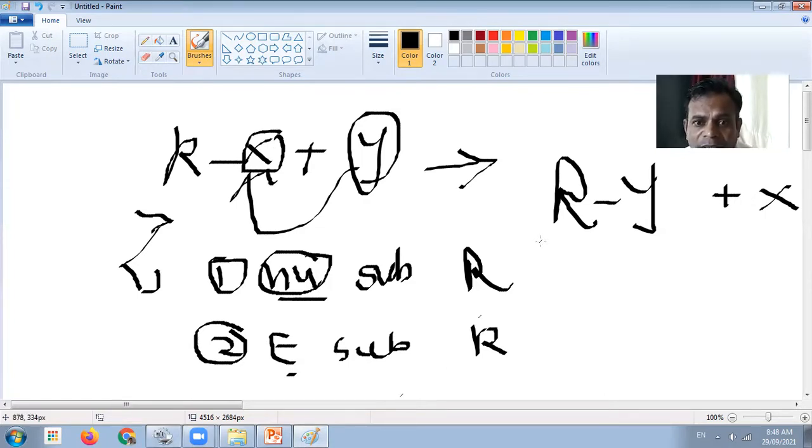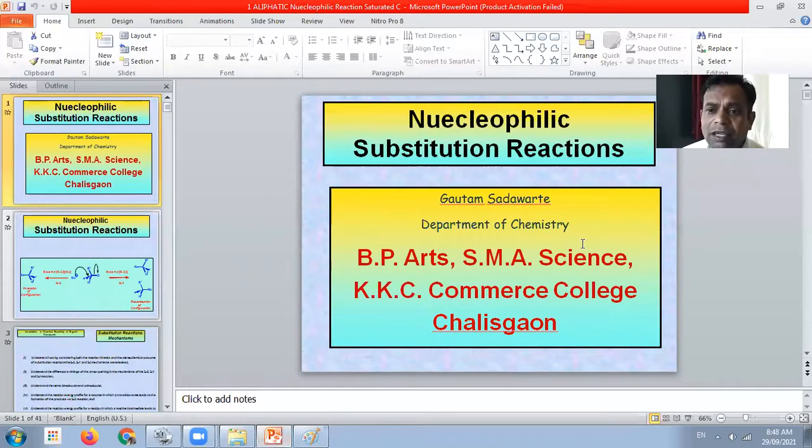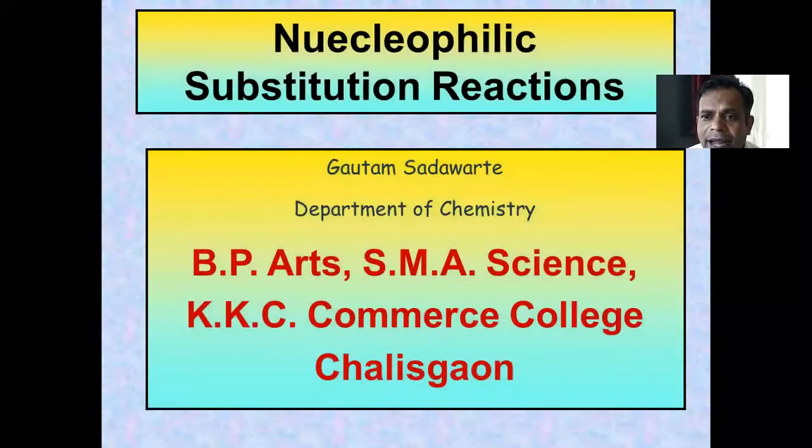These electrophilic substitution reactions and nucleophilic substitution reactions are further classified into two types: aromatic nucleophilic substitution and aliphatic nucleophilic substitution. Aromatic means benzenoid and aliphatic means open chain carbon. Similarly, electrophilic substitution is also classified into two types: aromatic electrophilic substitution and aliphatic electrophilic substitution. Now we want to start with nucleophilic substitution.